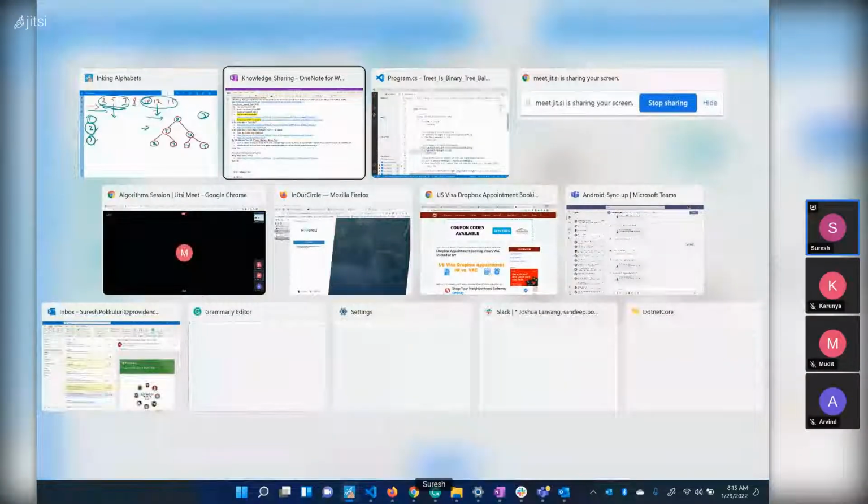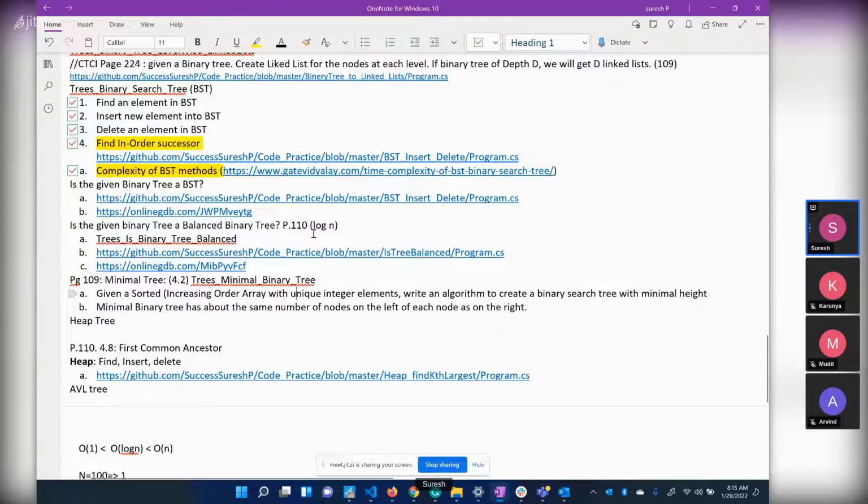Let me repeat because he joined, right? So last week we discussed the balanced binary tree, checking whether a given tree is balanced or not. You can look at the recording of the previous week's video to see the algorithm. So now we are discussing the minimal binary tree.